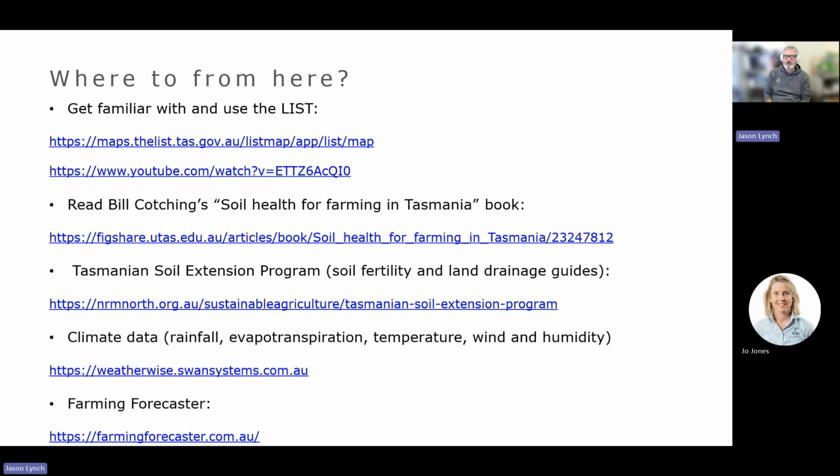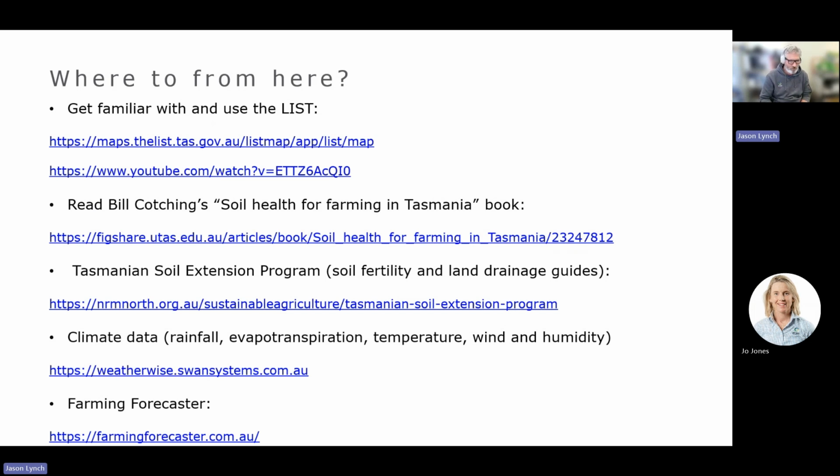So where to from here? Look, I'd encourage everyone to get familiar with the use and the operation of the list. There's a couple of links on there. The YouTube one is, I guess, a guide to how you can access information. We are unique in Australia in that it's a publicly available list with a repository of data, and such a huge array of what we can extract out of it. It's kept up to date.